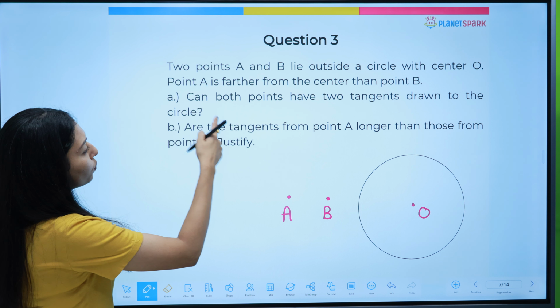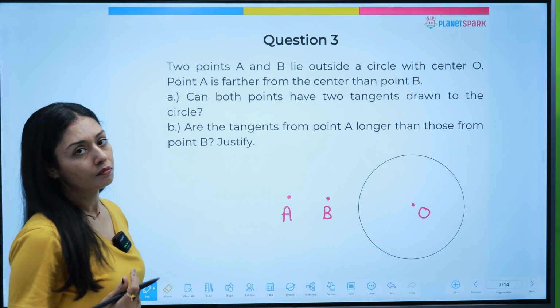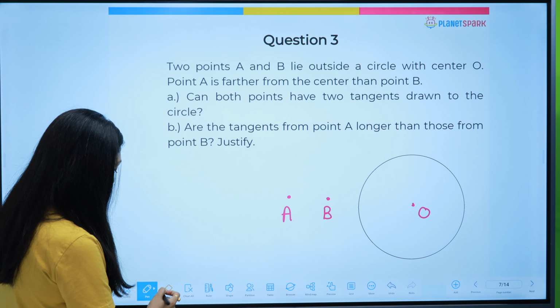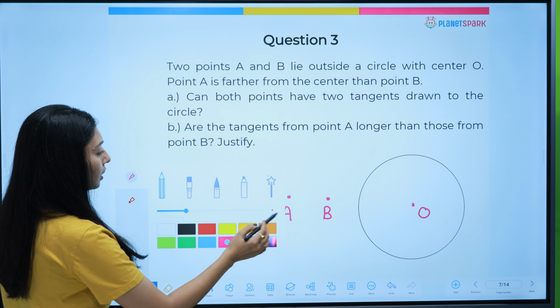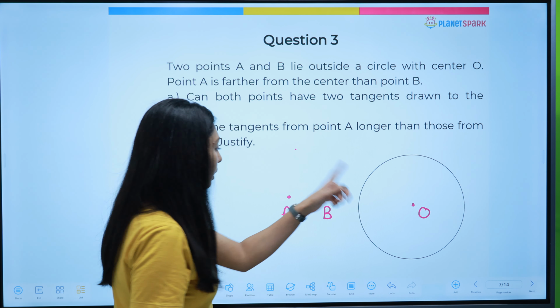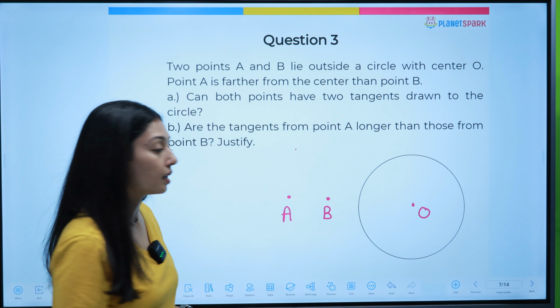Then, can both points have two tangents drawn to the circle? Absolutely. Why not? No matter how many points we have there outside the circle, from any point outside the circle, we can draw two tangents there. Right?